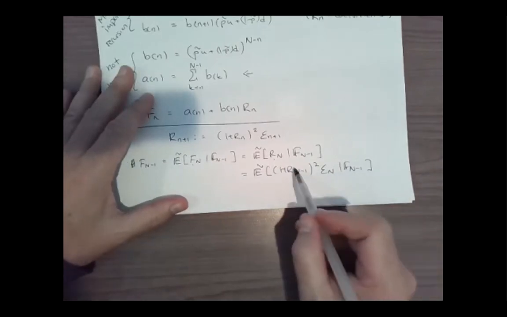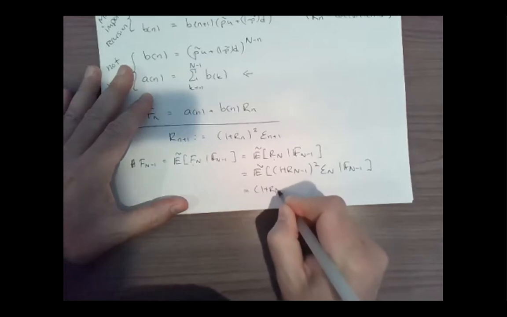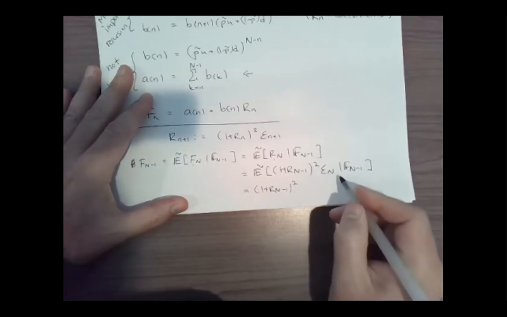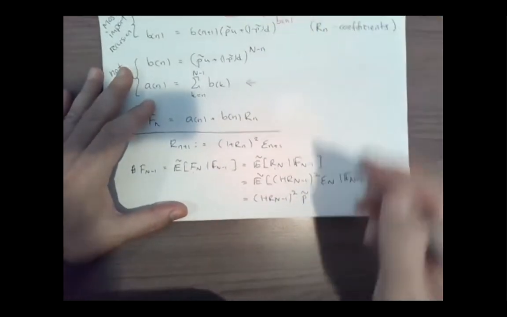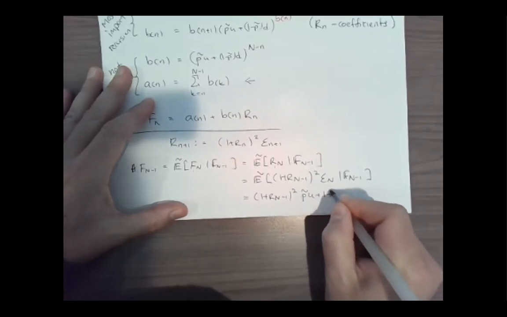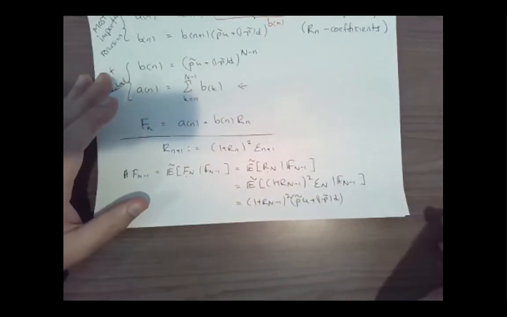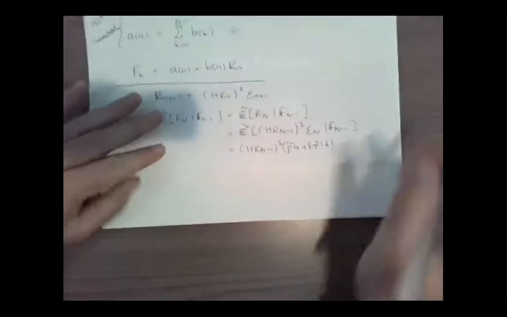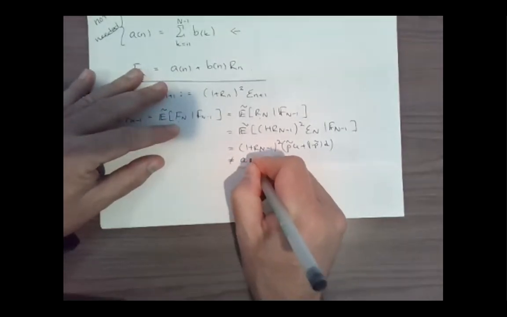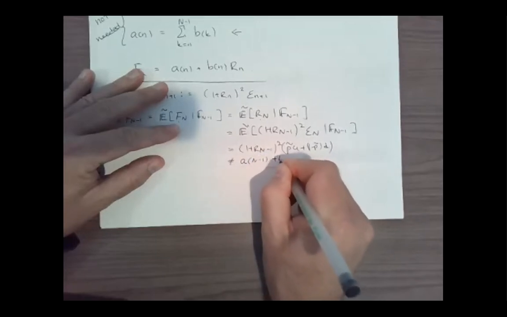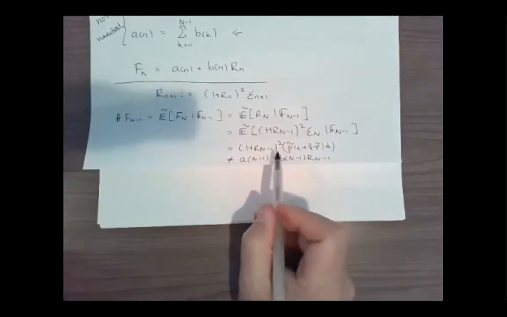And so what will become now is, this is again going to be measurable. So you pull it outside, and this would be (1 plus R_{n-1}) squared. And then you get this p tilde, q tilde d. But you see now this doesn't have the same form as before. This is not equal to a_{n-1} plus b_{n-1} times R_{n-1}, right, because there's a square.